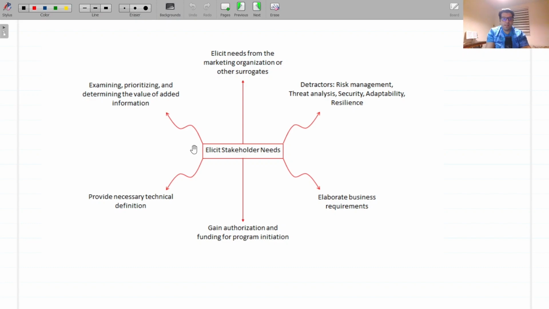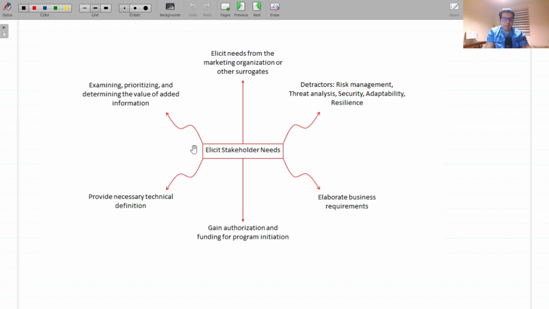Elicit stakeholder needs. Determining stakeholder needs requires the integration of a number of disparate views, which may not necessarily be harmonious. As the SE process is applied, a common paradigm for examining and prioritizing available information and determining the value of added information should be created. Each of the stakeholders' views of the needed system can be translated to a common top-level system description that is understood by all participants and all decision-making activities required for future examination.